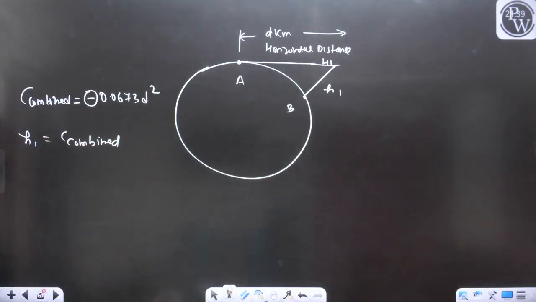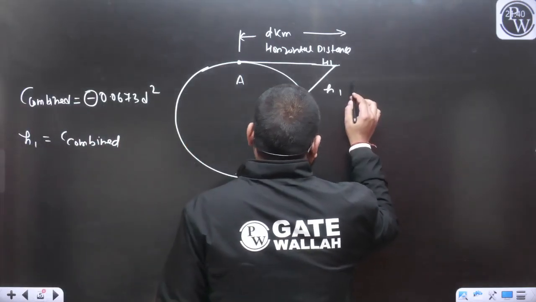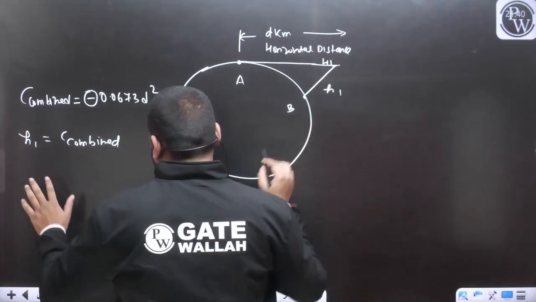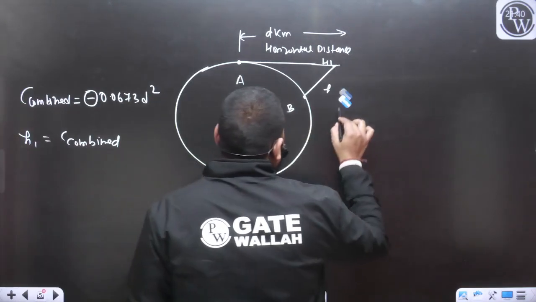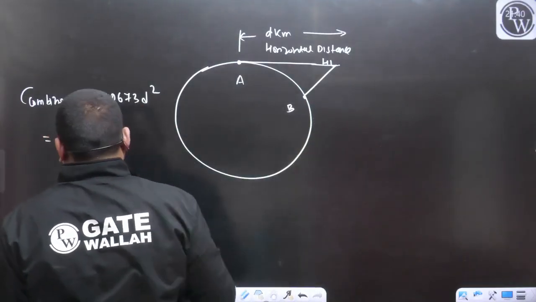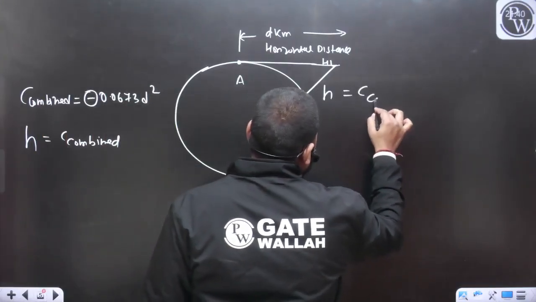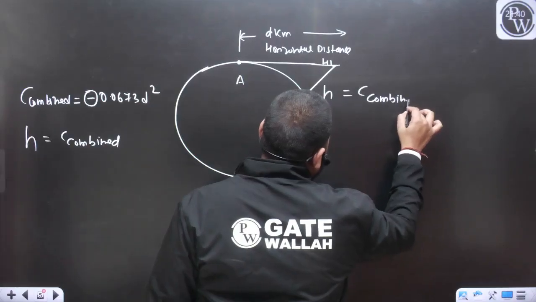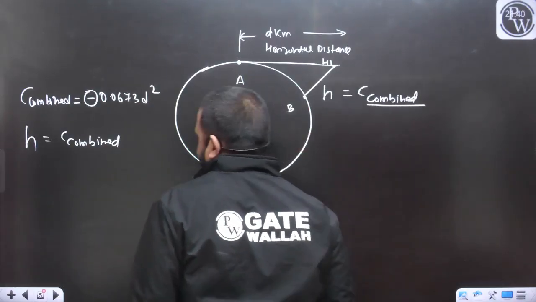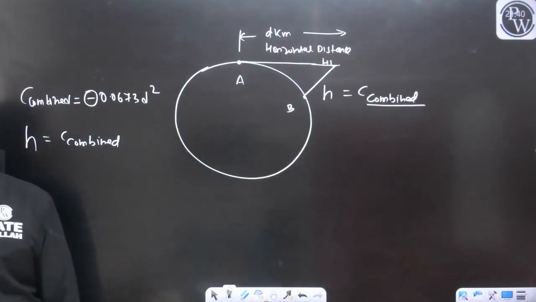If we talk about the magnitude of the combined correction, that magnitude was 0.0673 d square, and this h1 or h, let's say I am considering this value as h only. So let's say this h should be equal to the combined correction, yes or no? Can I say like this?